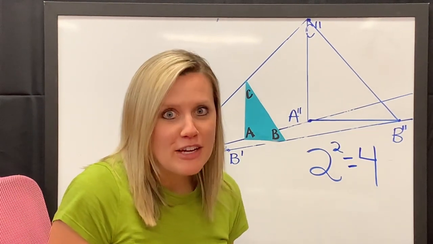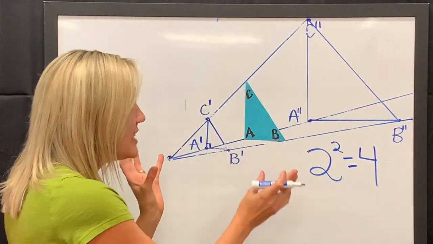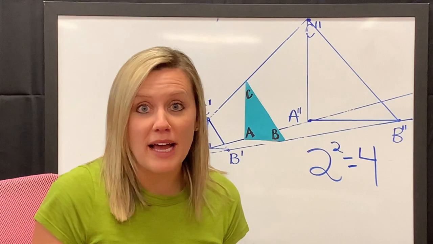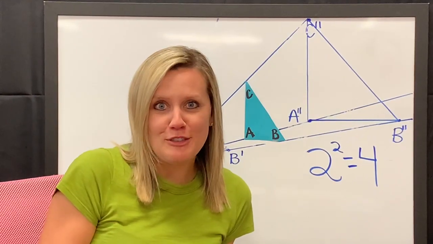So that is how you do a dilation with a point of center. You basically measure the distance and then you multiply it by whatever the scale factor is. That is how you do dilations.